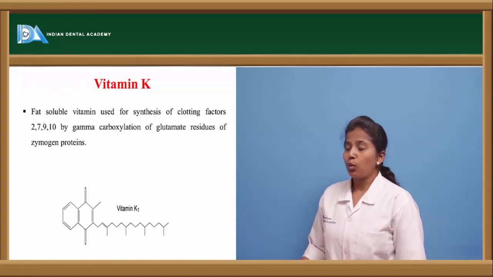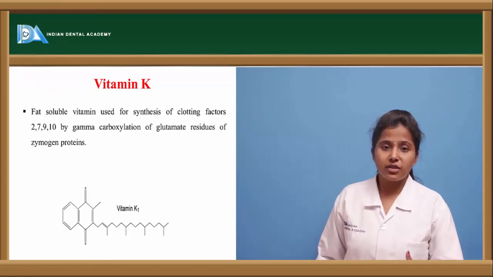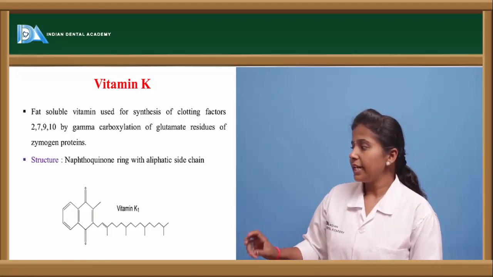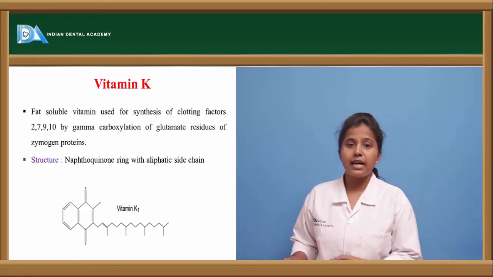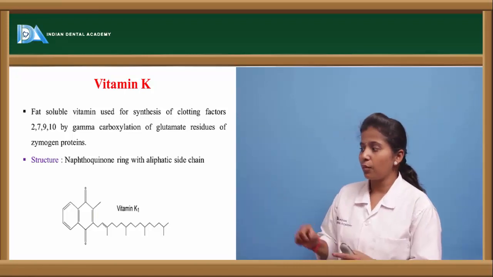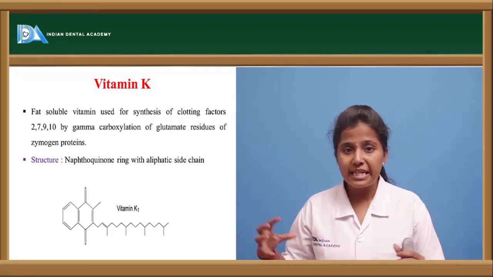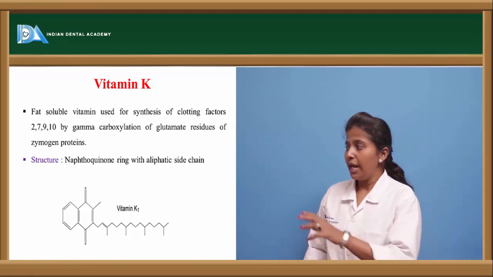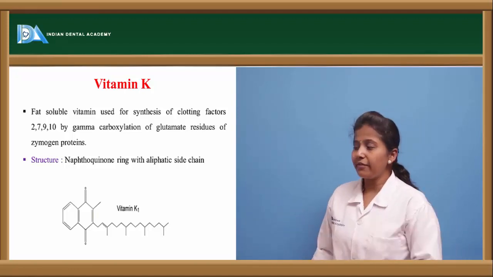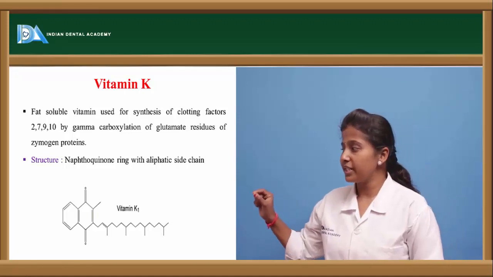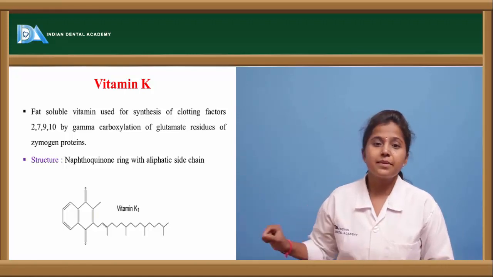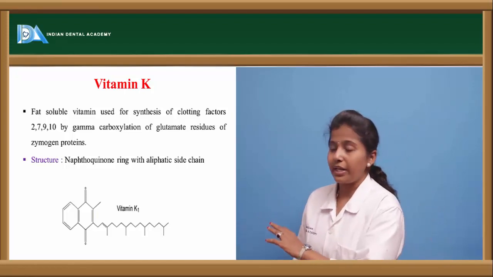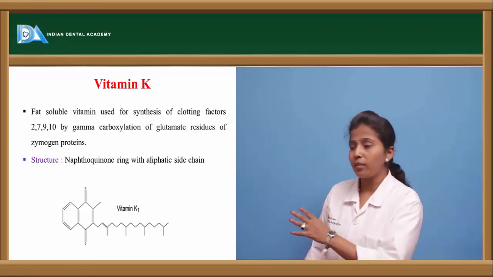Let us see this vitamin K. What is the structure of this vitamin K? We can see the structure. It contains a naphthoquinone ring, which is the major component. It contains two benzene rings attached together. Here we can see the naphthoquinone ring, and it is attached with an aliphatic side chain. It has some side chains with double bonds as well as some carbon atoms attached to that. So this is the common structure of vitamin K1.